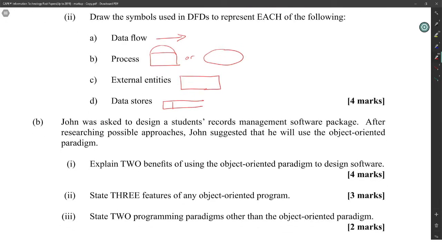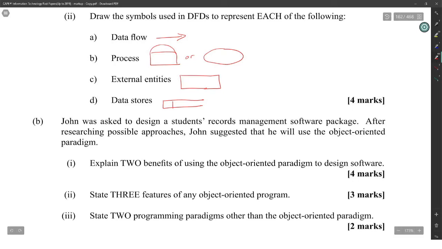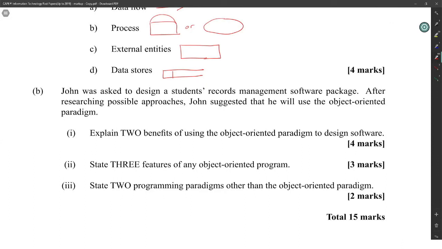Let's do it correctly. John was asked to design a student's records management software package. After researching possible approaches, John suggested that he will use the object-oriented paradigm. Explain two benefits of using the object-oriented paradigm to design software. Usually when you have object-oriented, there are three things you want to be able to state: encapsulation, inheritance, and polymorphism.